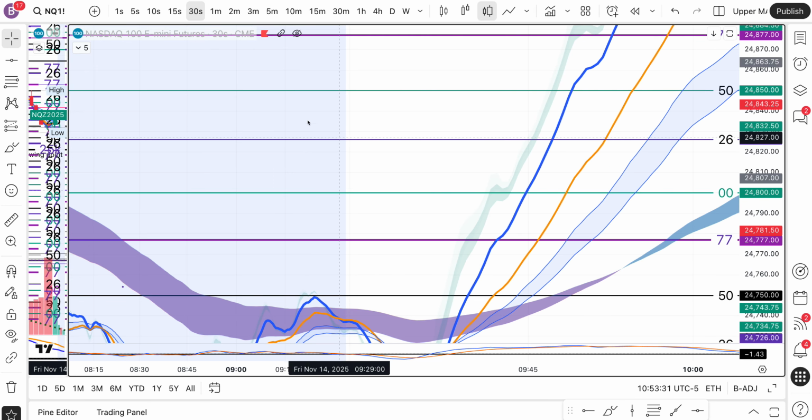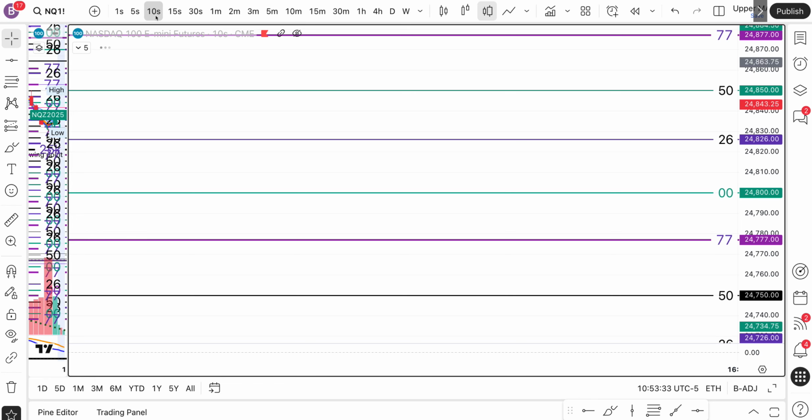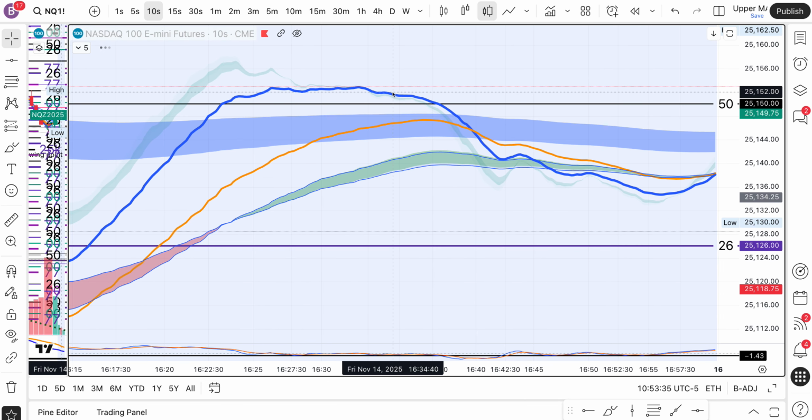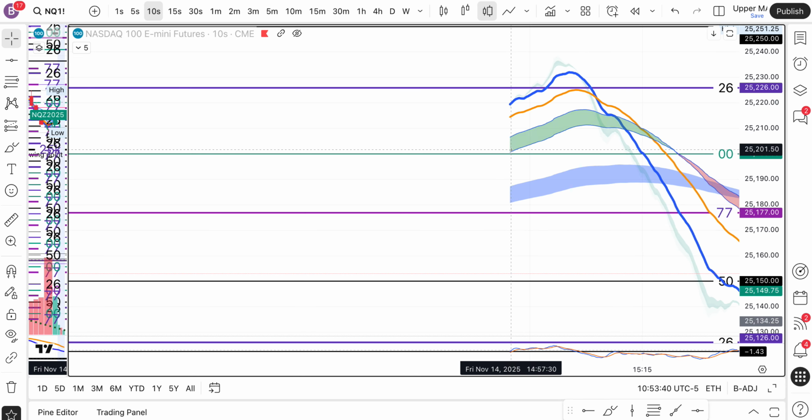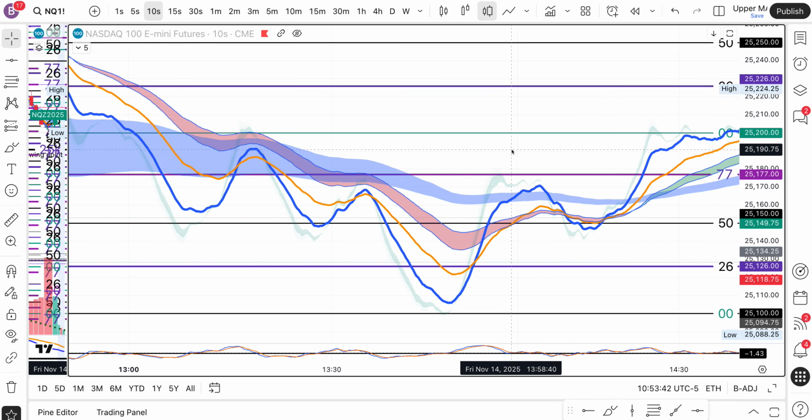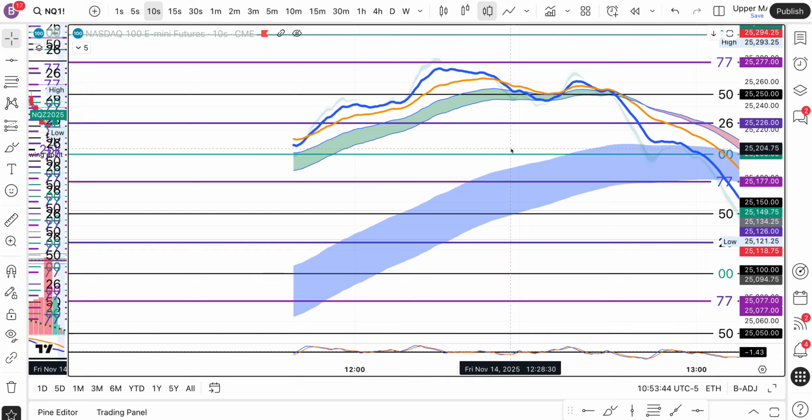You want to use a little bit faster time chart frame in the first 10, 15 minutes of the market. So let's go with 10 seconds for right now. Let's go with 10 seconds. And let's go back to the open, New York Open.